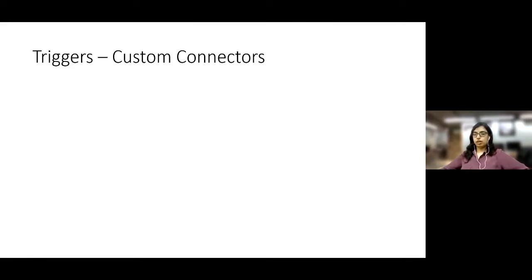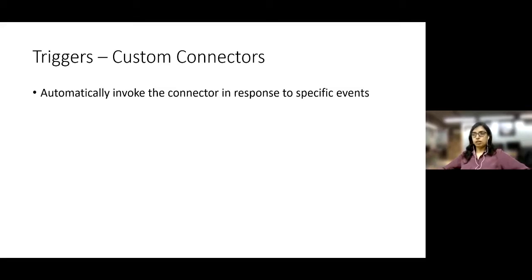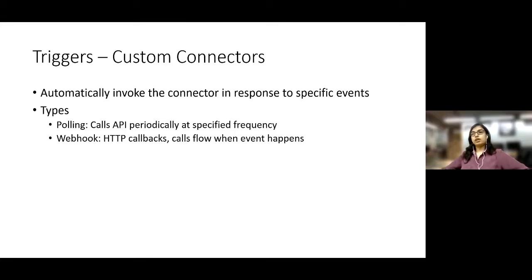Now let's understand what trigger options are available while configuring a custom connector. Triggers automatically invoke a connector on a specific event. There are two types of trigger: one is the polling trigger and the other is the webhook trigger. A polling trigger periodically calls an API at a specified frequency. So if I check every 5 seconds or every minute, it would poll whatever API we have configured as a trigger to determine what next action needs to be done.